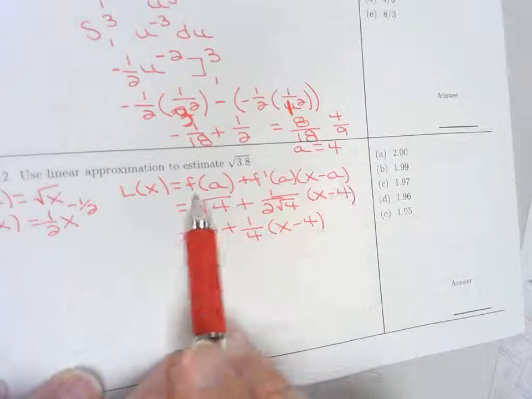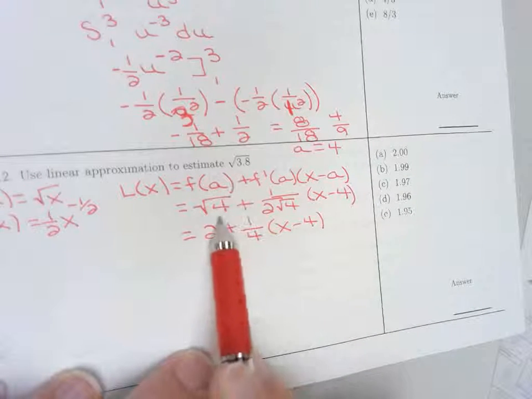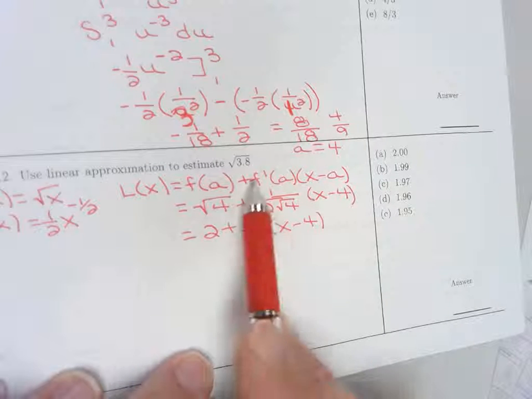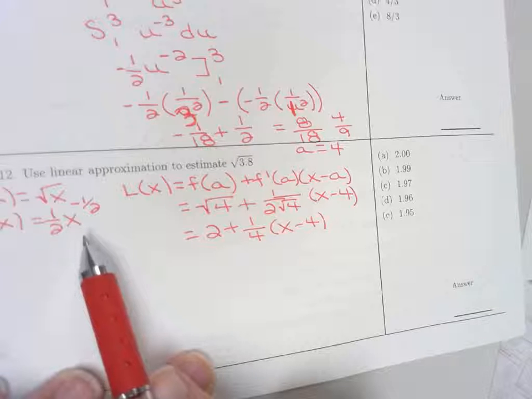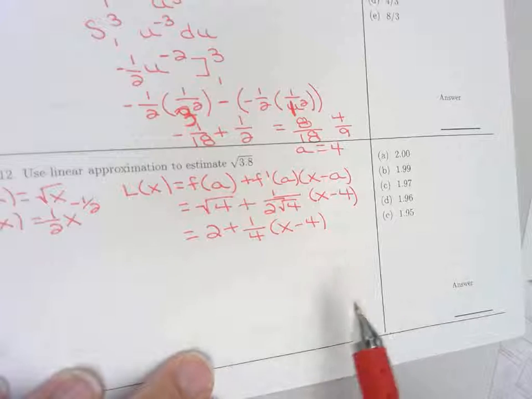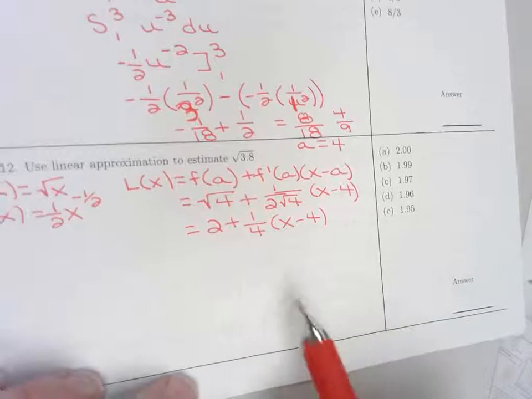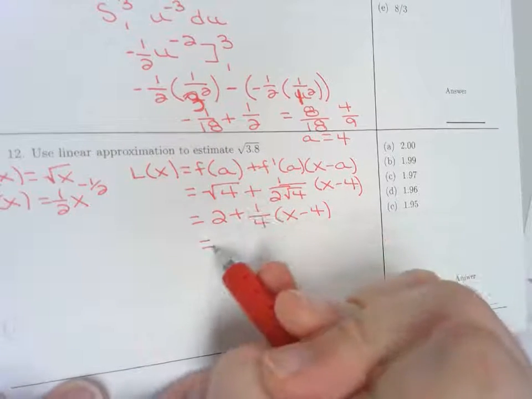Okay, so we did A was 4, so f of A is square root of 4. We did f prime of A, with 4 plugged into the derivative. I just put square root of 4 on the bottom. And then x minus A is just x minus 4. So let's go ahead and distribute the 1/4.